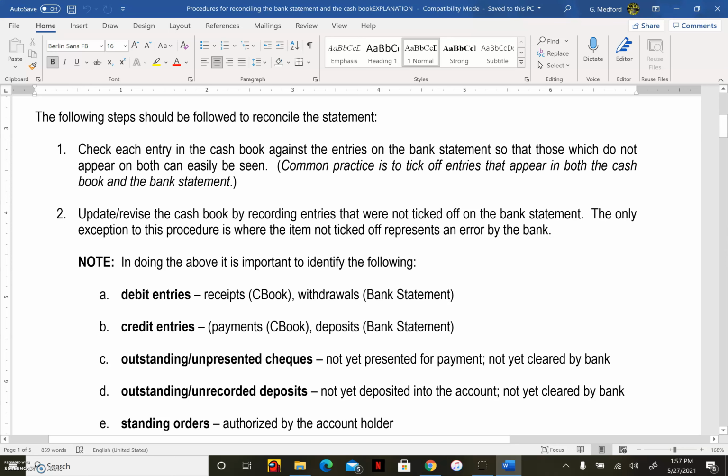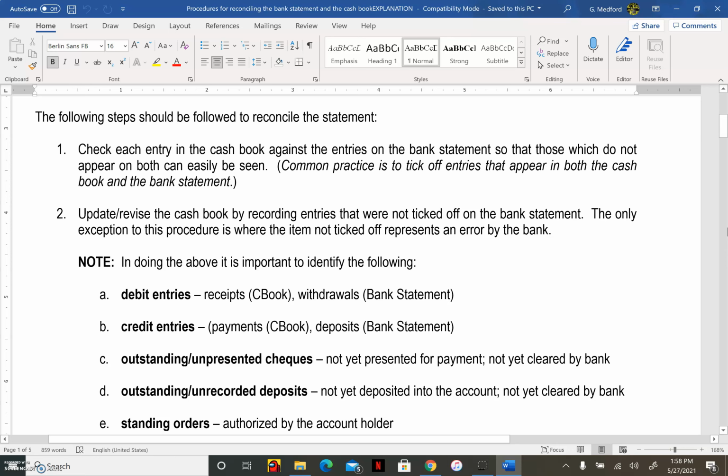Now, in doing so, we have to understand what these entries represent. If we look at the cash book, the debit entries would represent receipts, while on the bank statement, debit entries would represent withdrawals. Correspondingly, credit entries in the cash book represent payments, while credit entries on the bank statement represent deposits. It's a reminder here to note that this fulfills the laws of double entry, where for each credit there's a corresponding debit, and for each debit there's a corresponding credit in the accounts.